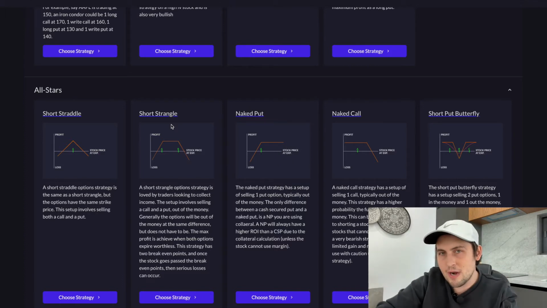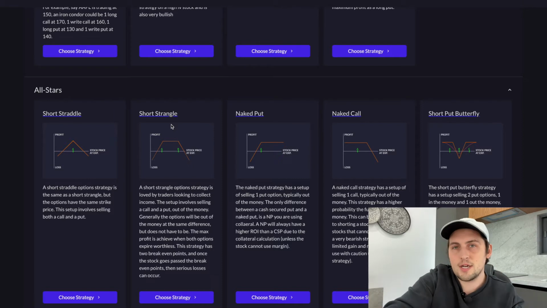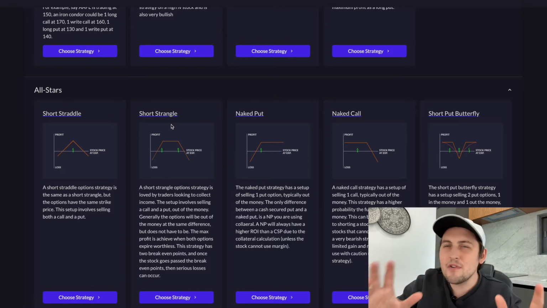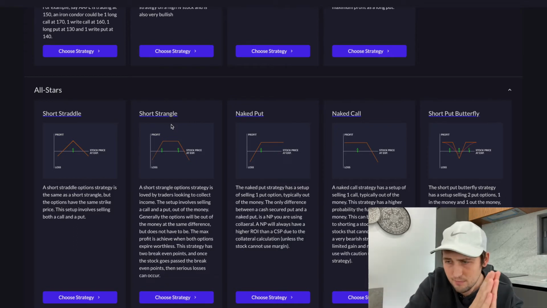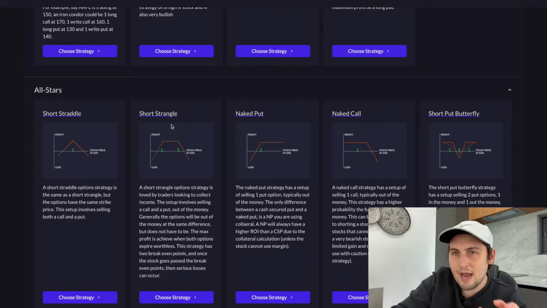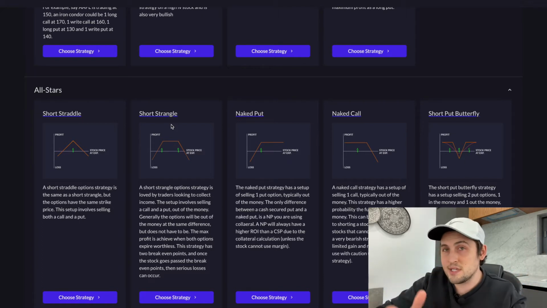For a short straddle, the setup is the following. You're going to sell one call contract and also sell one put contract, both roughly at the money. They don't have to be exact, and they're at the same strike price. Now the difference: the short strangle has the same setup, so you're selling a call and selling a put, but they're at different strike prices.